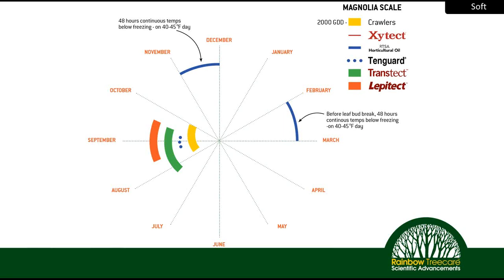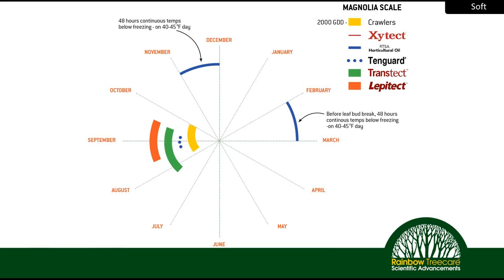So the other option for spray technology here is using TenGuard, which is our permethrin branded product. And actually, TenGuard can be sprayed and probably should be sprayed multiple times because crawlers are continually emerging throughout the early September to late October stage. So you should be spraying with TenGuard, if that's your option or if that's one of your combination options, throughout the entire season.